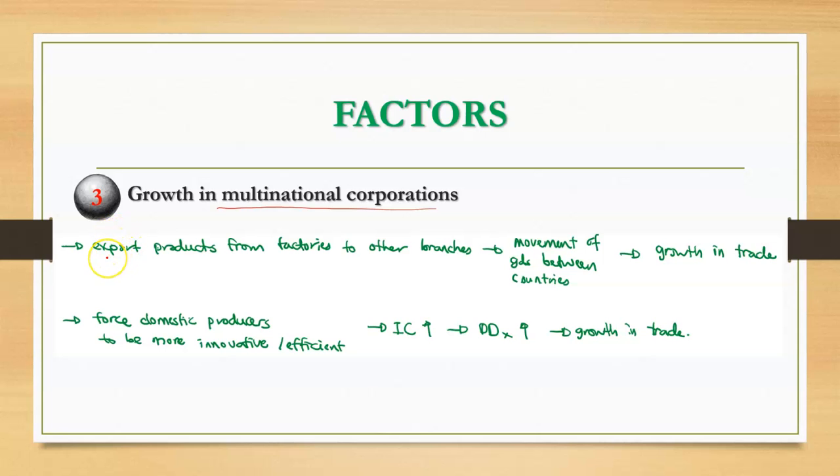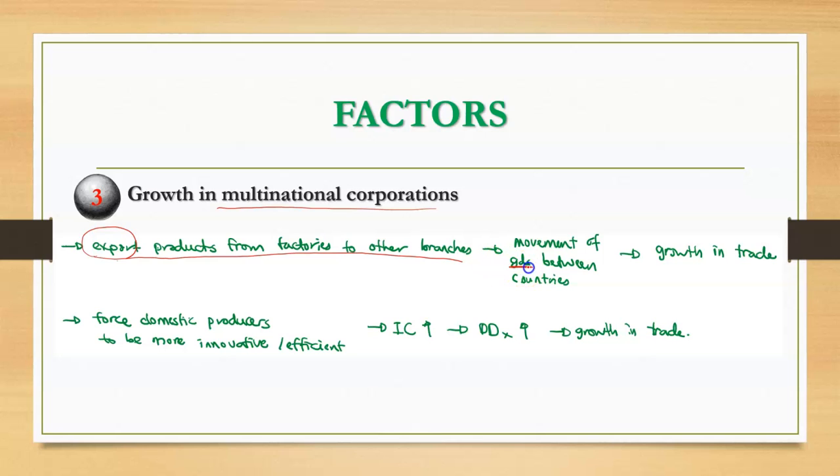So what can we talk about here? How multinational corporations can lead to globalization is that multinational companies usually export products from their factories to other branches. Meaning even though they have branches all over the world, they will only produce their products in certain places. For example, for the Asian region, they may produce their products in China. Then from China, they will export those products to branches in the Asian region. So in that case, you would of course see directly that it will contribute to exports.